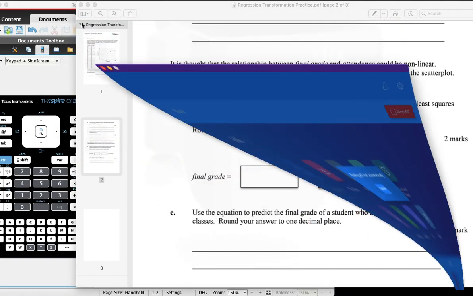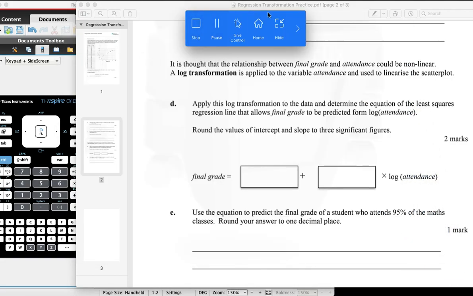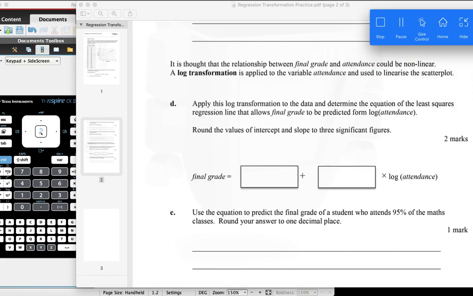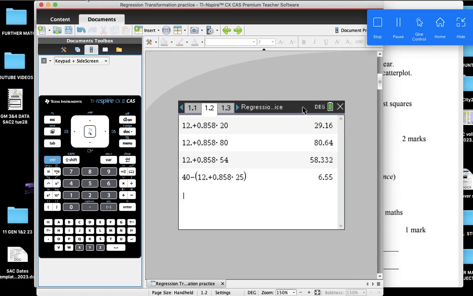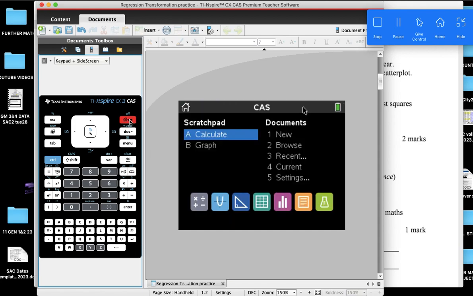Okay. All right, so we're up to this part of the question. Sorry, just move that out of the way. So it is thought that the relationship between final grade and attendance could be nonlinear, and they want us to do a log transformation. What I'm actually going to do is step you through like we would do if we weren't told which one. We're going to go through the whole process.